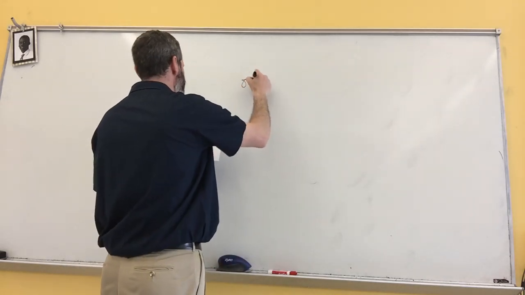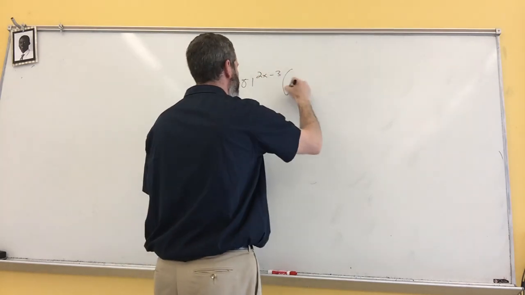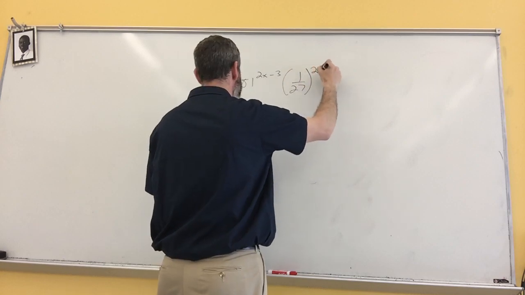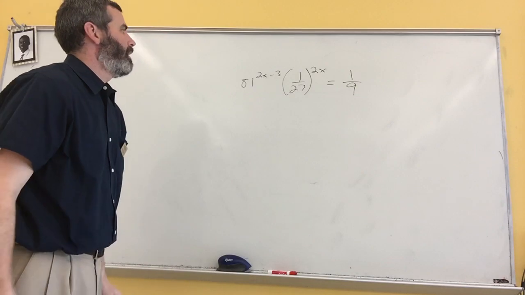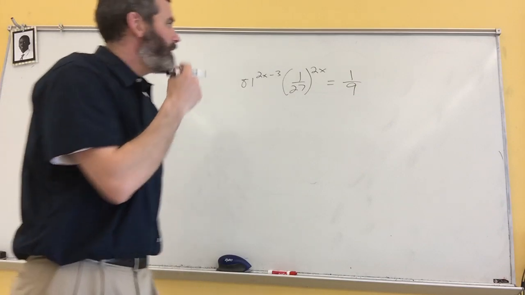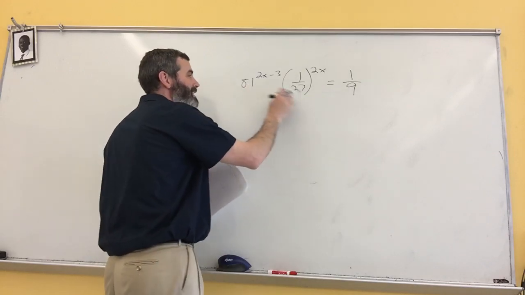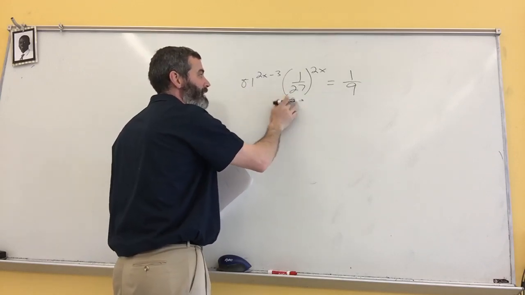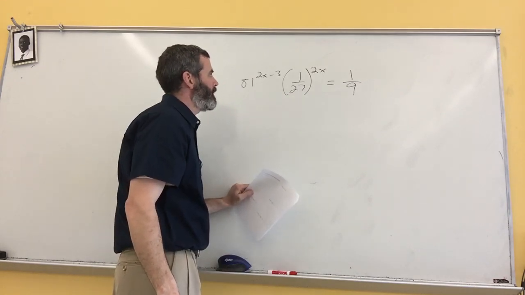Number 11. 81 to the 2x minus 3 times 1 over 27 to the 2x equals 190. All right, so can't use a calculator. That's a big key. I have my bases. I should hopefully see that I might be able to get them to a base of 3. I could rewrite them with bases of 3. So that's what I'm going to want to do.